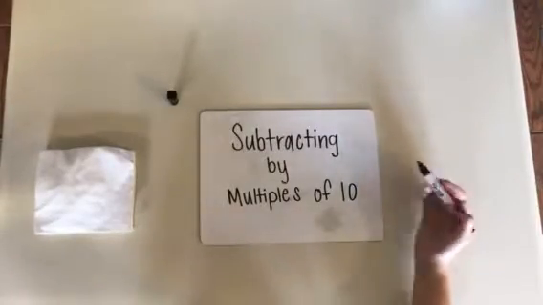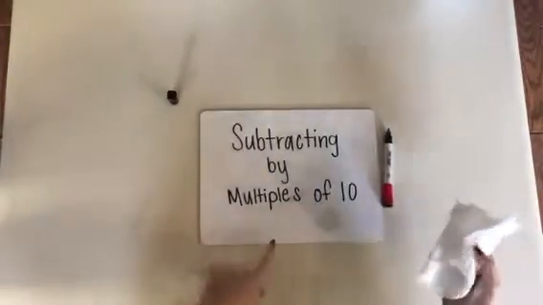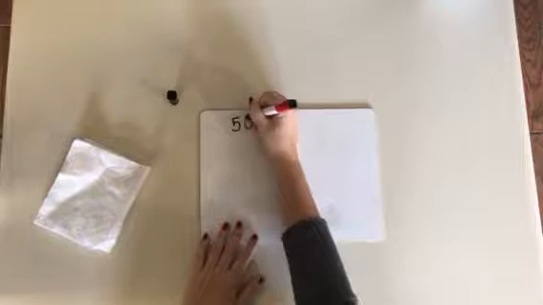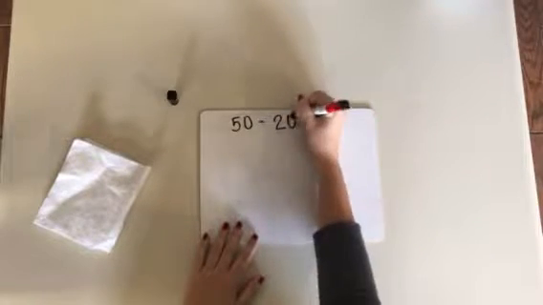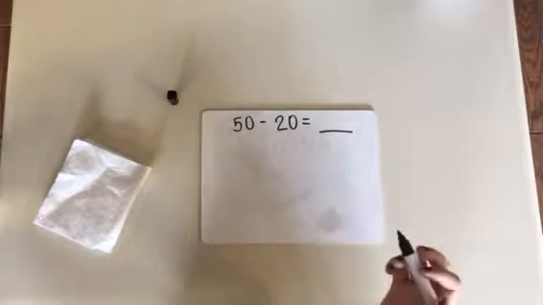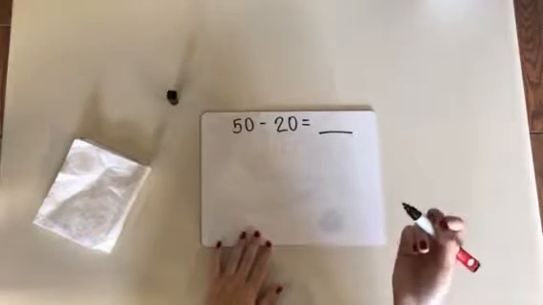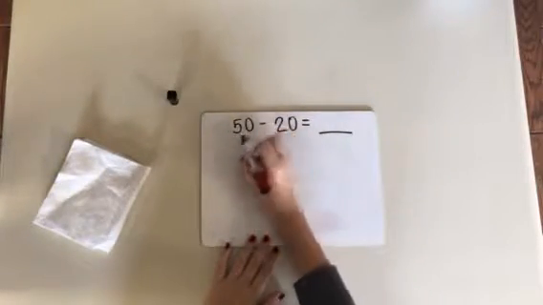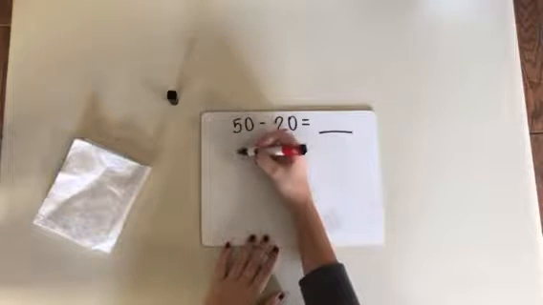Today we're going to be talking about subtracting by multiples of 10. Let's say we have the problem 50 minus 20 equals blank. So we're going to use our base 10 sticks to use this for subtraction. So for the number 50, we'll use 10 sticks.